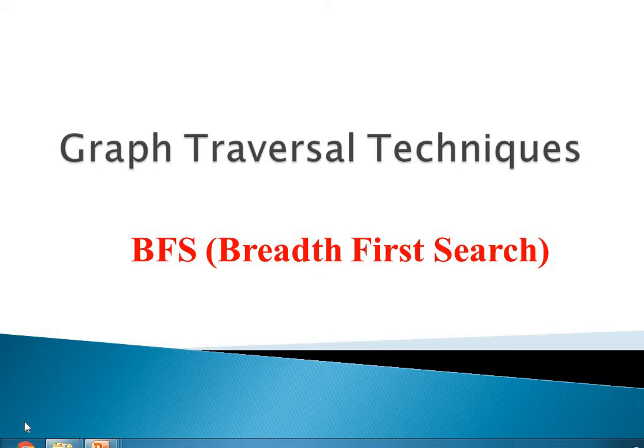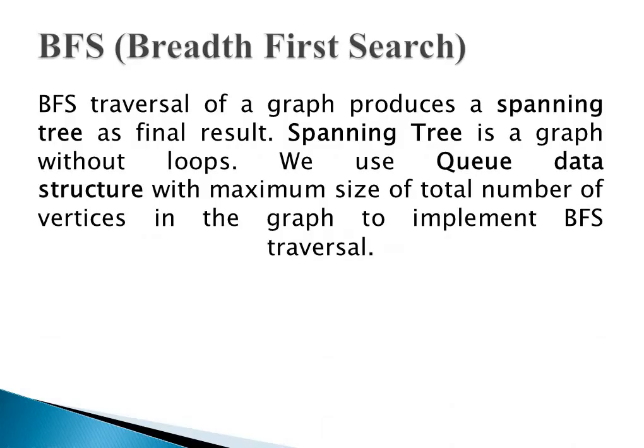In this video, we'll discuss another graph traversal technique. This is called BFS, breadth first search, for the graph. So what is BFS? BFS traversal of the graph produces a spanning tree as a final result. A spanning tree is a graph without loops. We use a queue data structure with maximum size of the total number of vertices in the graph to implement BFS traversal.